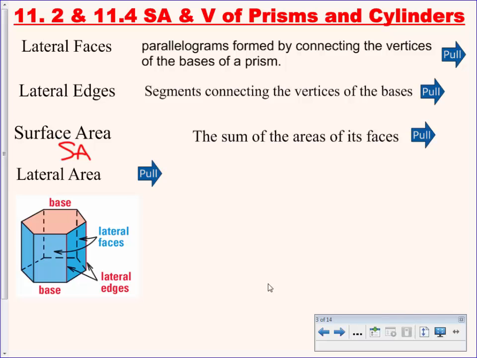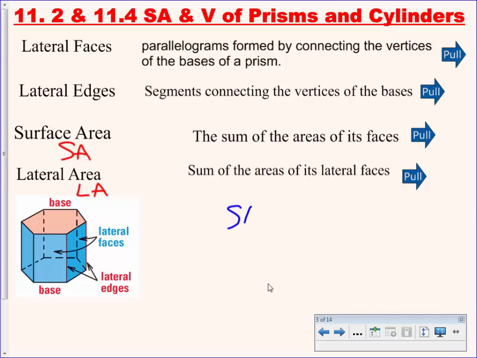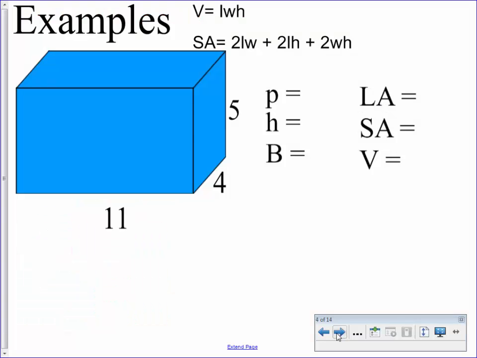Lateral area is also on your formula sheet. It's notated by LA, and since lateral really talks about everything but the bases, it is the sum of the areas of its lateral faces. So it's pretty much the surface area minus the bases, or base, depending on what type it is, a prism or pyramid. So specifically, we're going to talk about the rectangular and square prism first.